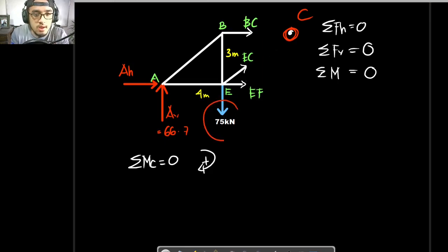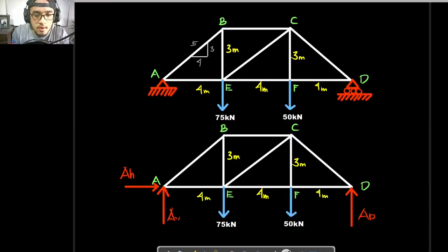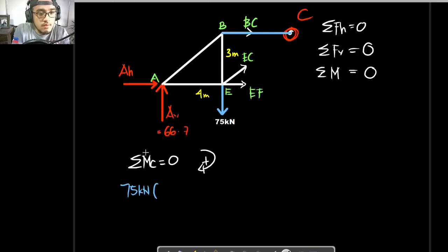So that would be this 75 kilonewton force right here. So 75 kilonewtons times the lever arm, and the lever arm is the perpendicular distance from your point to the location of this force right here. So looking back at this, that is to be 4 meters, or this part right here. Okay, so that is to be 4 meters. So is it negative or positive? This would be negative, since that is in a counterclockwise manner.